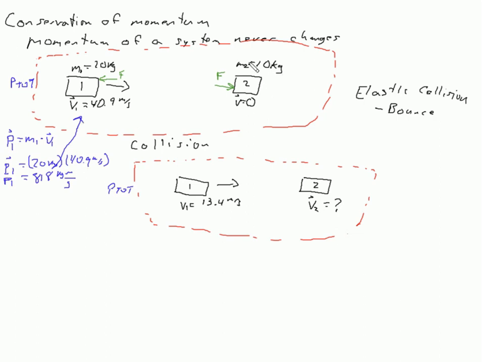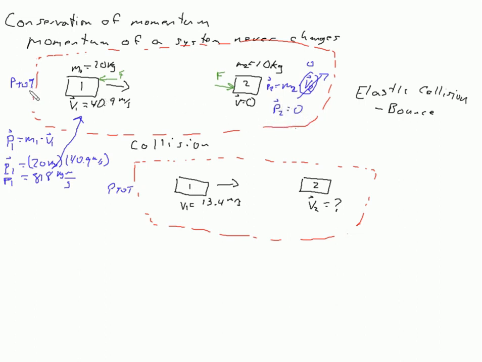Box 2 is a little bit simpler, since momentum is just mass times velocity. Mass 2 times its velocity 2. Right? Momentum is mass times velocity. Well, this is 0, right? So this whole thing is 0. So the momentum of box 2 is actually 0. It's not moving in this case.